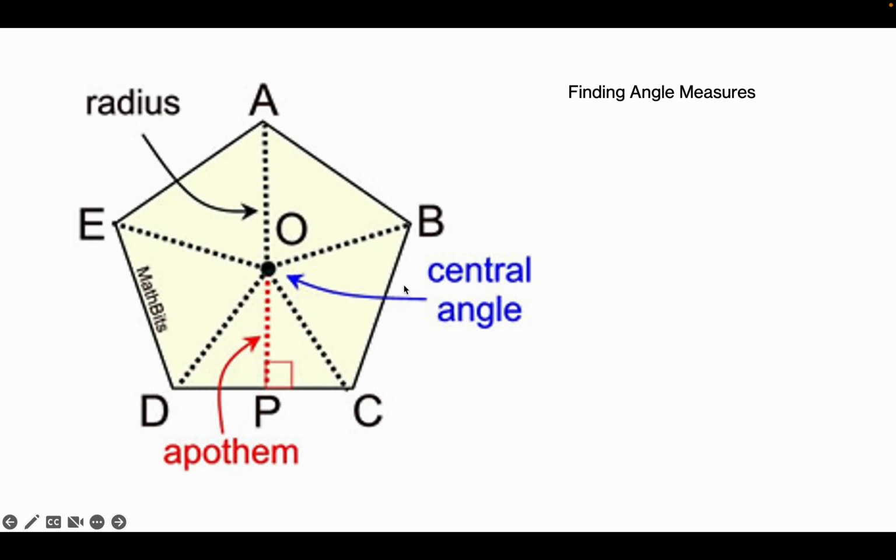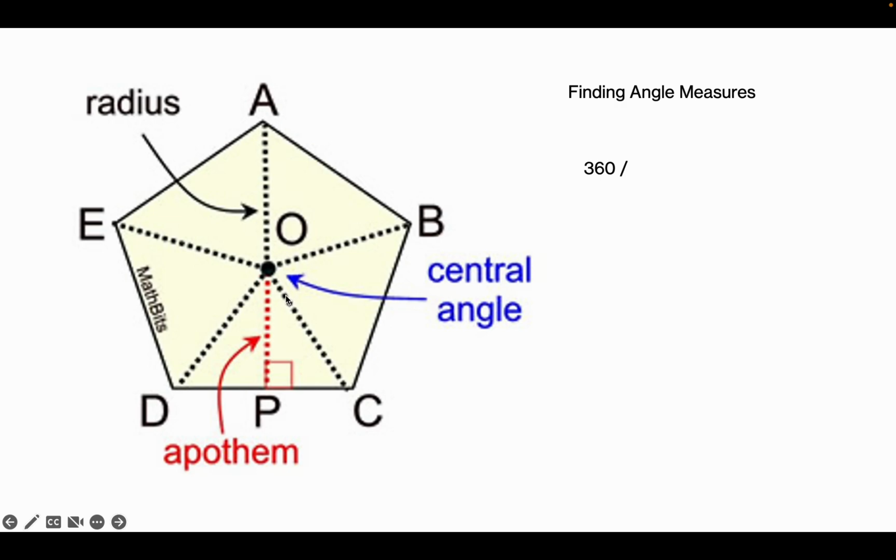Okay, so let's take a look at a pentagon this time. A pentagon has 5 sides, and it is a kind of polygon. Notice that I still have the radius. I have now what they're calling a central angle, and I have the apothem. Let's find some angle measures. Let's say I'm standing right here and I'm trying to go from here to there. How far is that?